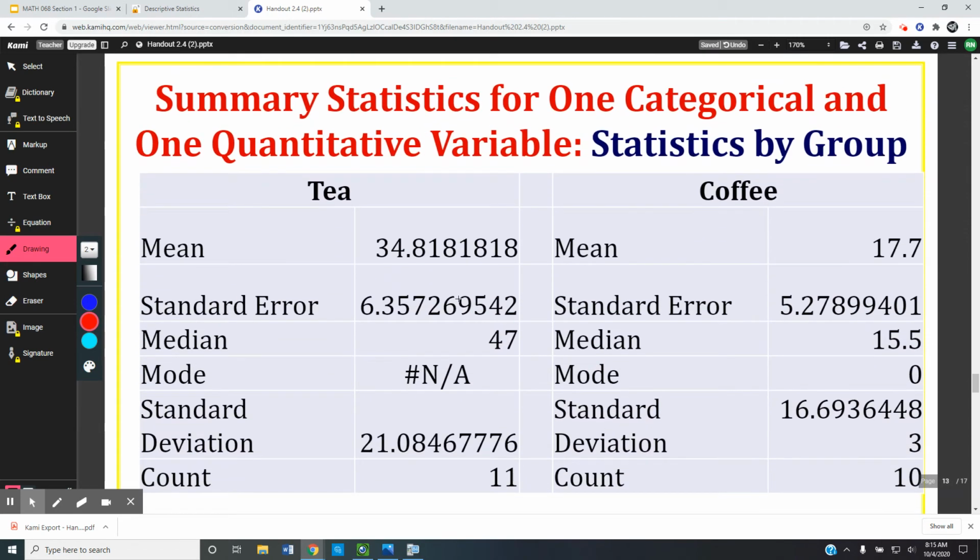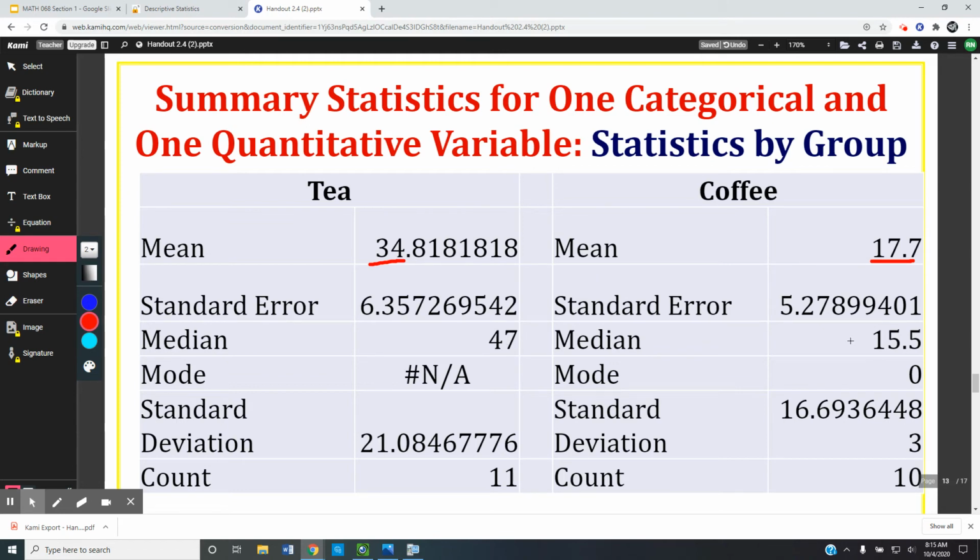Now let's look at those actual statistics that popped up here between these two. And this was all run for us in StatKey. So in tea, the mean was 34.8. Notice that the mean in coffee was 17.7, nearly double the value of the mean in tea. Now this is for the production of the interferon gamma. Standard error was 6.35 for tea, whereas the standard error was 5.27 for coffee. The data was farther spread out for tea. The data was more compact for coffee.